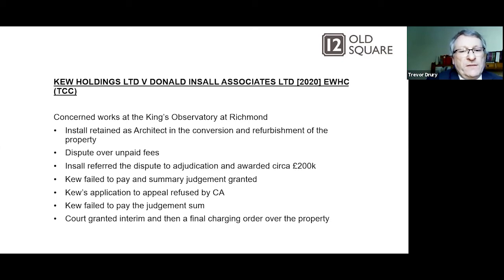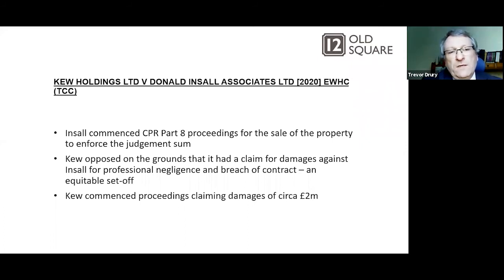Q failed to pay, and summary judgment was granted against them. Q's application for appeal was refused by the Court of Appeal, and Q failed to pay the judgment sum. So they just got a judgment sum and they still wouldn't pay. So the court granted an interim and then a final charging order over the property. Insel commenced a Part 8 proceeding for the sale of the property to enforce the judgment sum.